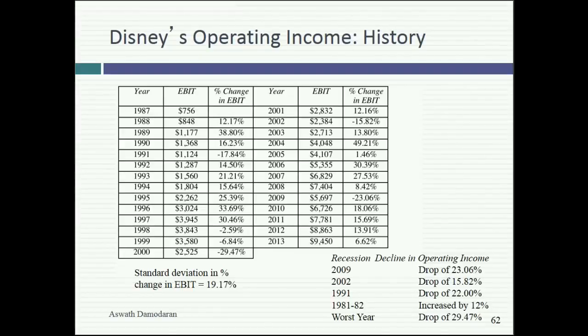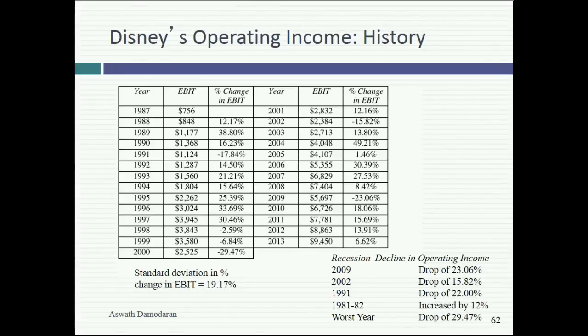Your operating income is going to drop. You're right. But how much will it drop? A bad year for a regulated utility like Con Ed is a 5% drop in operating income. A bad year for a technology company could be an 80% drop in operating income. So I'm just looking at history to see what bad years look like for Disney.